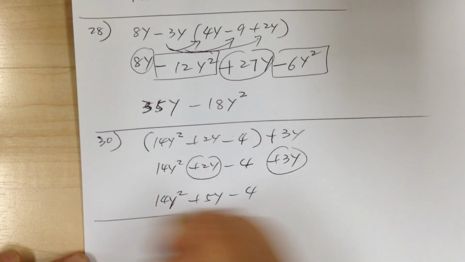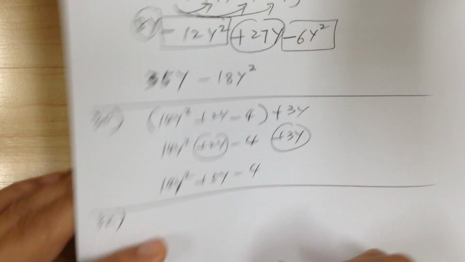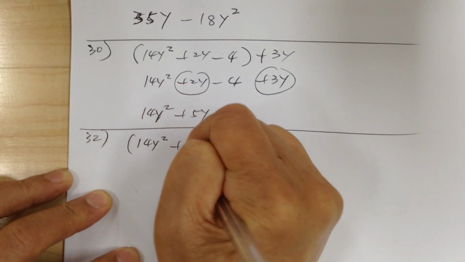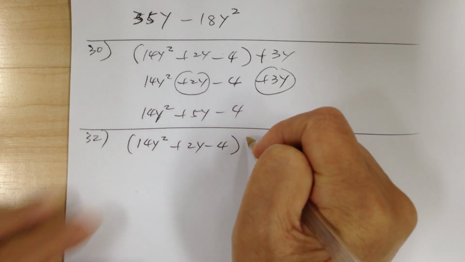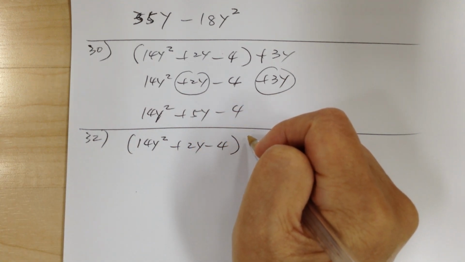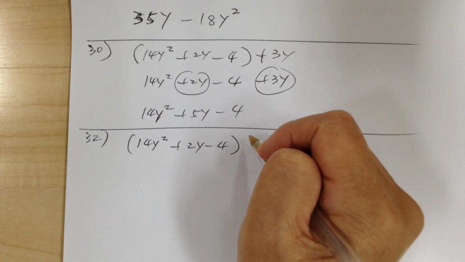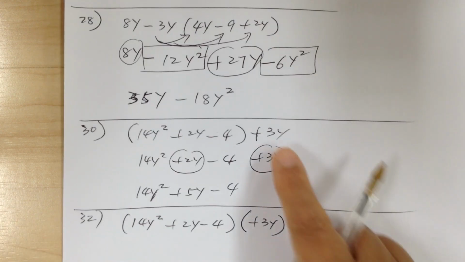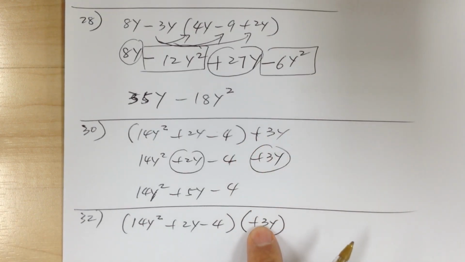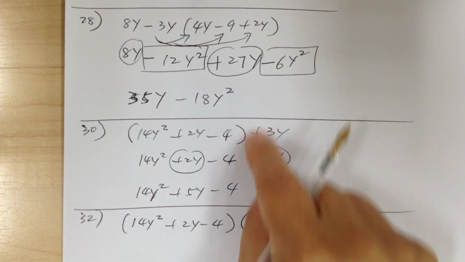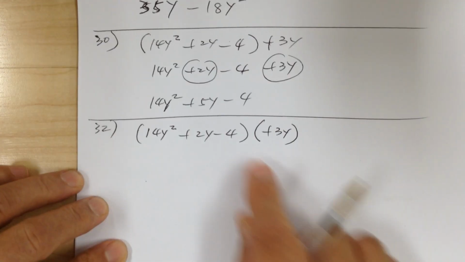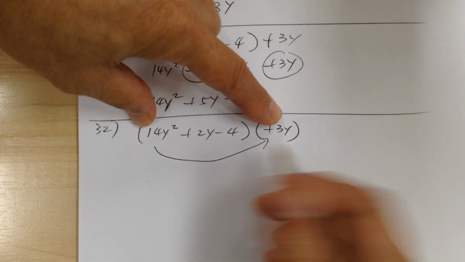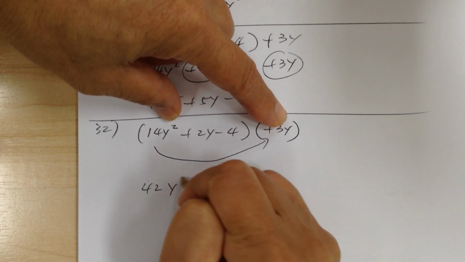Okay, number 32. You have 14y squared plus 2y minus 4. Oh, it looks very similar, so you have to be very careful. Okay, plus 3y. Okay, notice this is an addition, this is a multiplication. So see the two? Okay, you have to know the difference between the two. So this is a multiplication, so you have to distribute. Okay, so number is 42, alphabet is y to the 3.